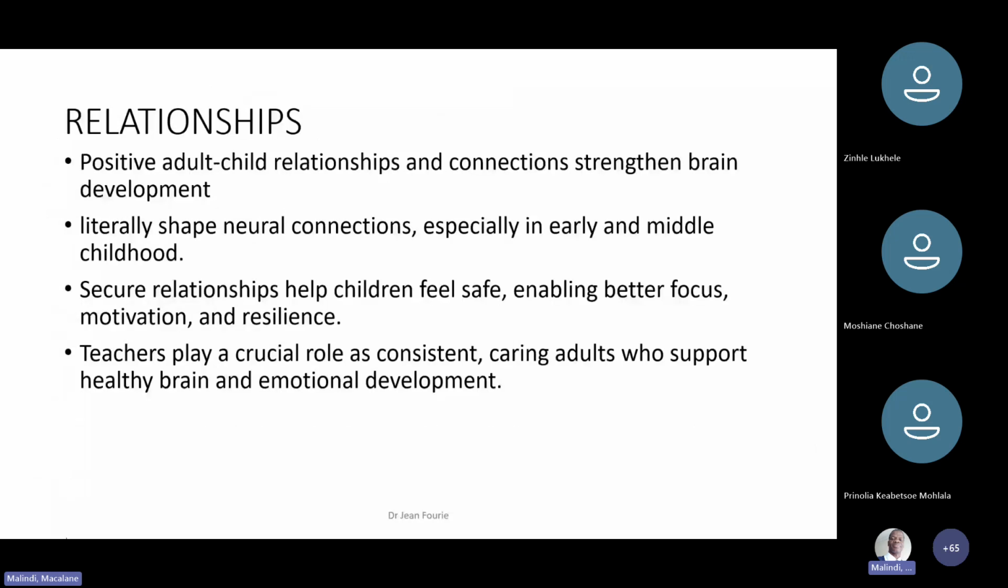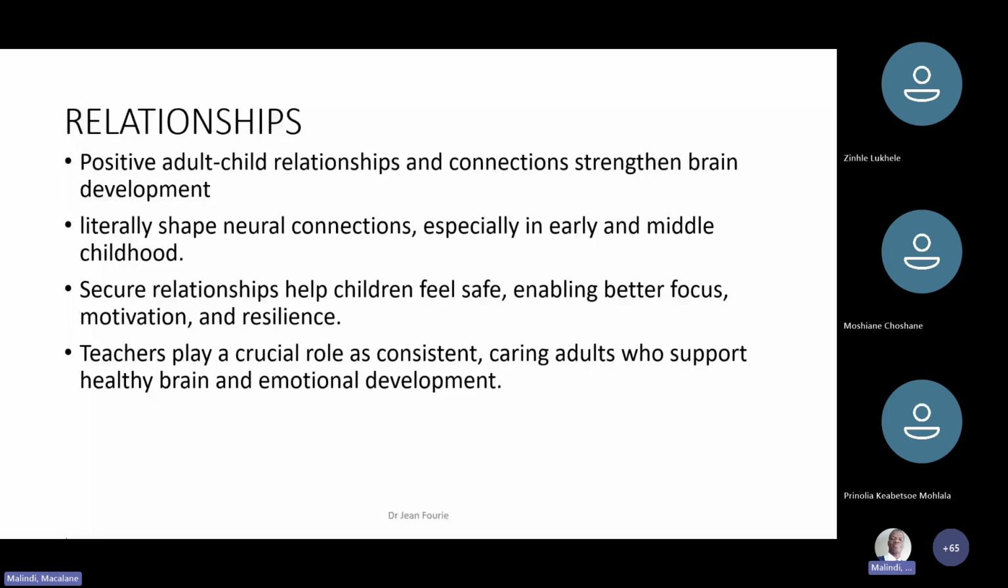Okay, then the last thing I want to speak about is that we know that brain care is dependent on the types of relationships that we build with the people around us. So when children have positive relationships with adults and with other children, the architecture, the connections in the brain are strengthened, and these are literal connections with the neurons. The synaptic connections, there are more of them, and they get stronger. So positive adult-child relationships are crucial, and this is particularly important in early childhood and middle childhood, because that is when all those connections of lots of brain synaptic connections are happening.